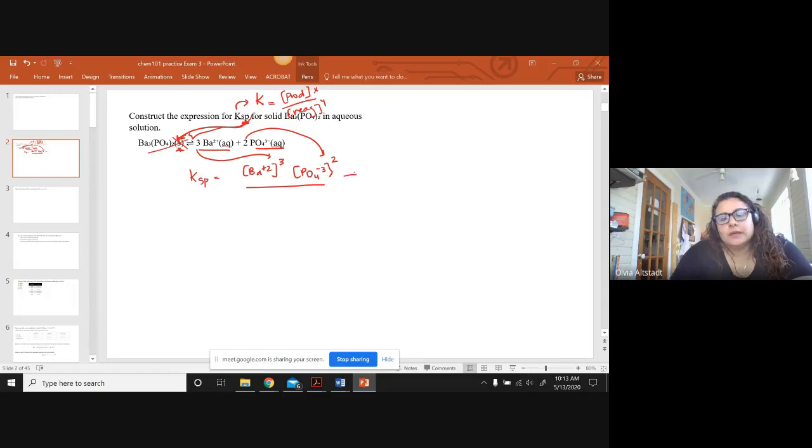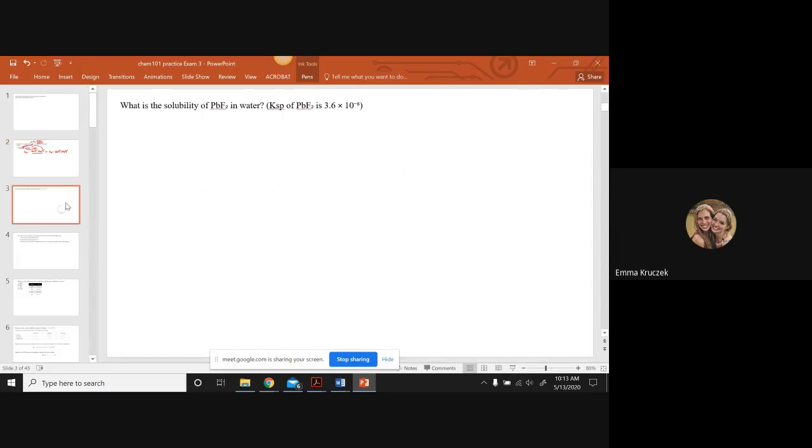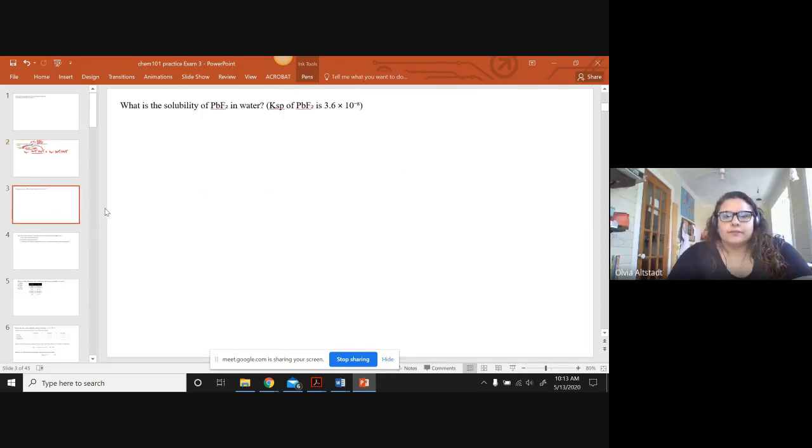So your KSP is your products raised to the power of the coefficients, over the reagents if they're aqueous or gas, but not if they're solids or liquids. Okay. Is that better? Yeah. Okay. Thank you. Let's look at number three.